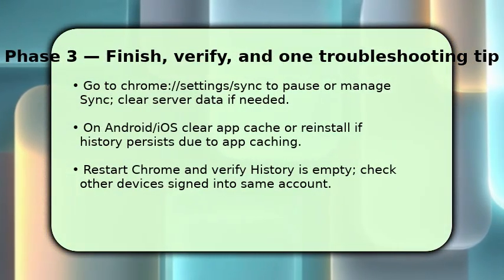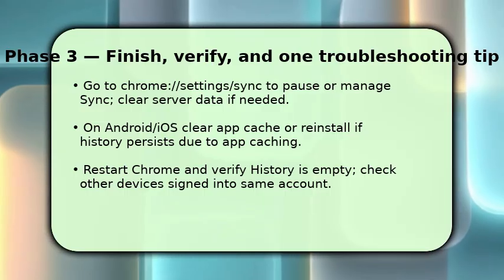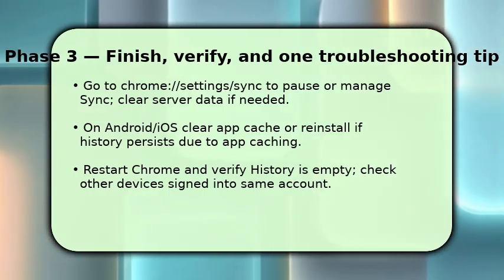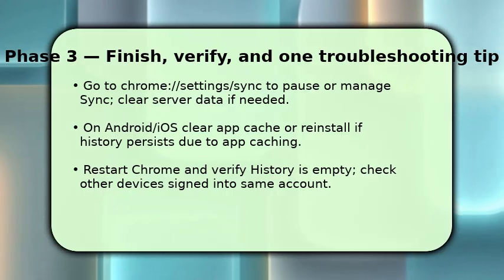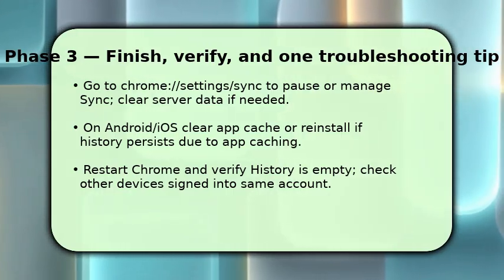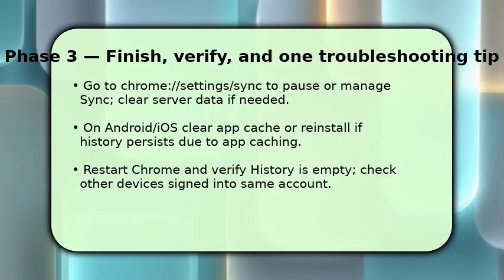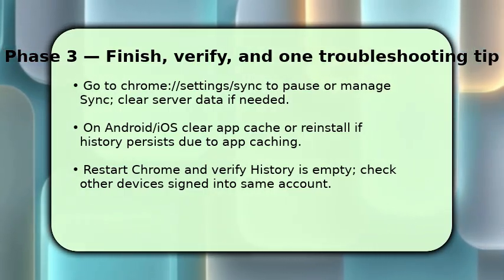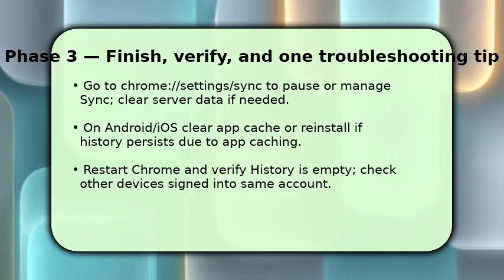Go to Sync Settings and either pause sync or choose to clear data from Google servers so entries don't reappear from another device. If you see lingering items, clear the app cache on mobile or reinstall the app, because cached state can persist. Restart Chrome and confirm history is empty.